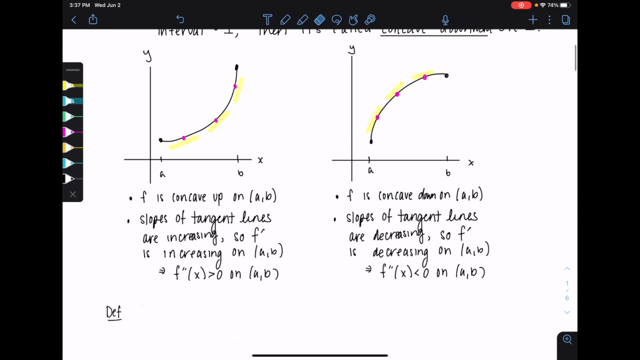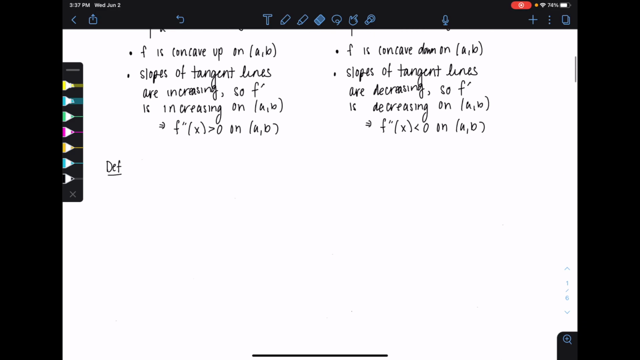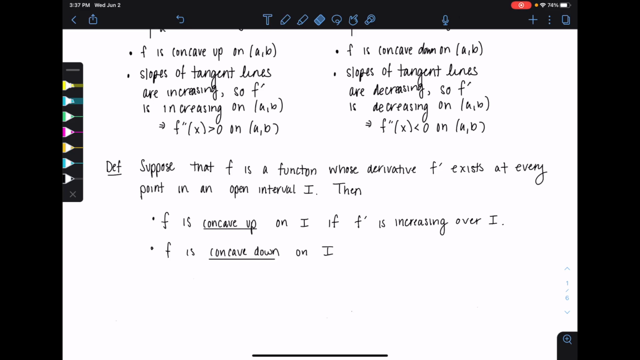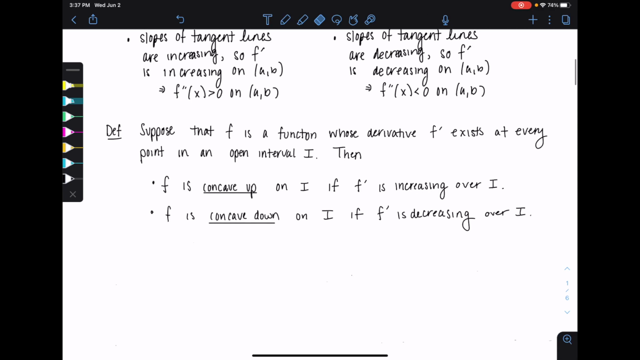Okay? So this leads to our other definition of concavity. Suppose that f is a function whose derivative f prime exists at every point in an open interval I. Then we say f is concave up on I if the first derivative is increasing over I. Likewise, f is concave down on this interval if the first derivative is decreasing. And so really the way you're going to test for concavity is you're going to figure out where is the second derivative positive and where is it negative. So this is what's known as the concavity test.